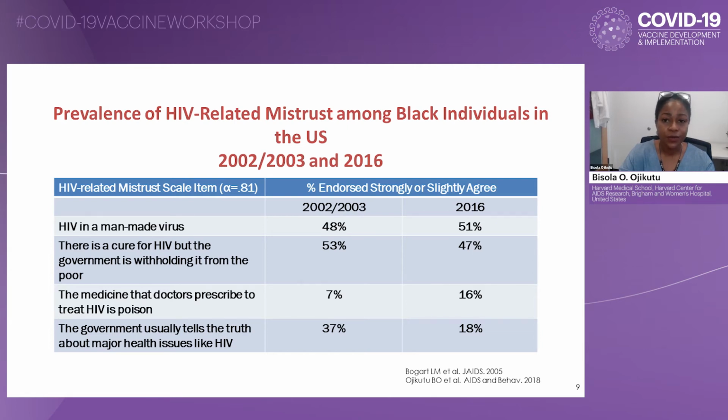In 2002, one of my colleagues conducted a nationally representative survey of Black individuals living in the United States, and they found a very high prevalence of HIV-related mistrust. That's another term for HIV conspiracy theories. We repeated this survey more than 10 years later, and these beliefs are still prevalent. For example, half of all respondents at both time points believe that HIV is a man-made virus, and half at both time points also believe that there is a cure for HIV and that the government is withholding it from the poor.